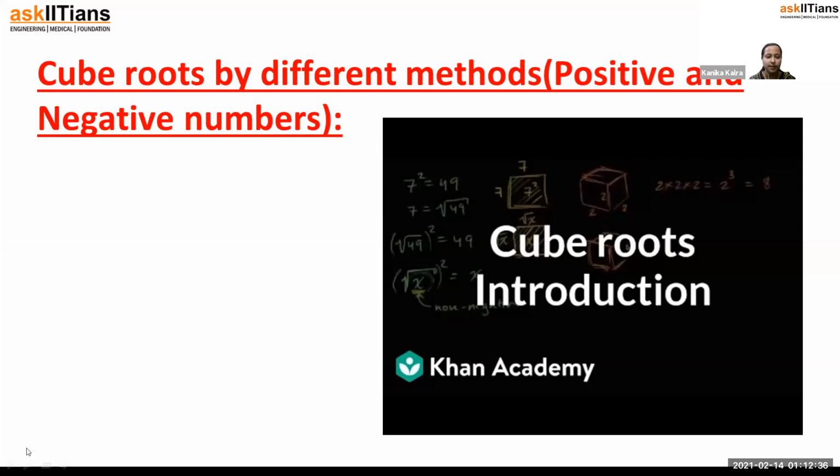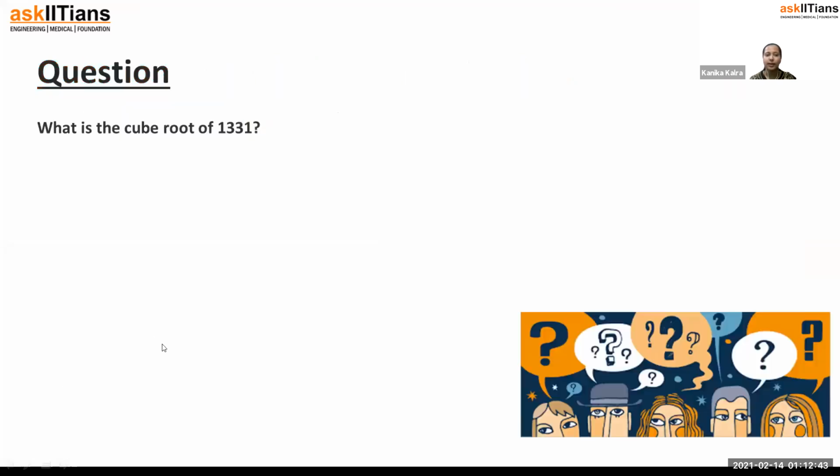All right, so let me get back to the slides. Okay, so what we have learned in this is how to find out the cube root of a positive and a negative number. All right, so let's look at the example question.